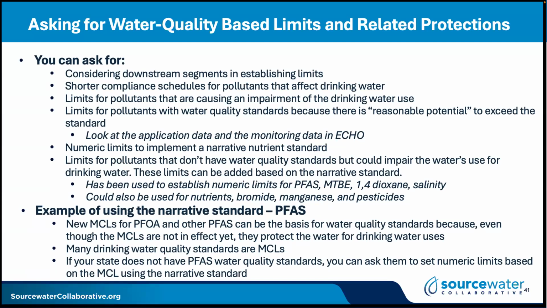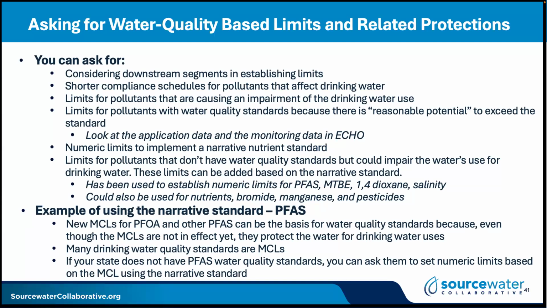What you can also do if you're looking at this permit is say, hey, we've got this narrative water quality standard that you can't add pollutants that are going to interfere with the drinking water use. Let's set limits based on those PFAS MCLs under that narrative water quality standard. Now, you're going to think about dilution and things like that. So the limits might actually be higher than those MCLs, but the MCLs would be the basis for them.